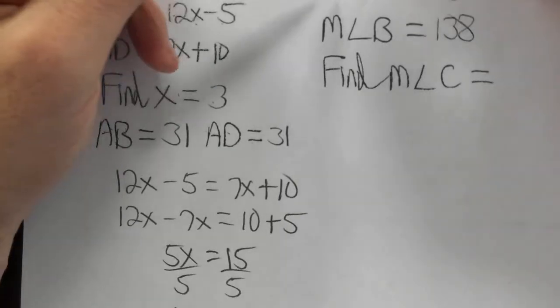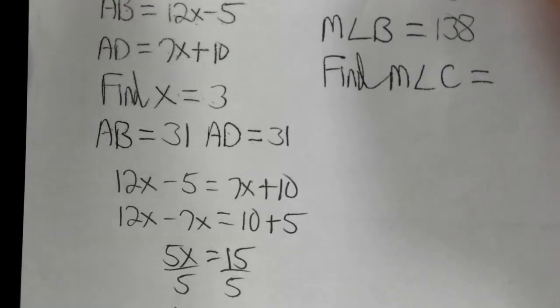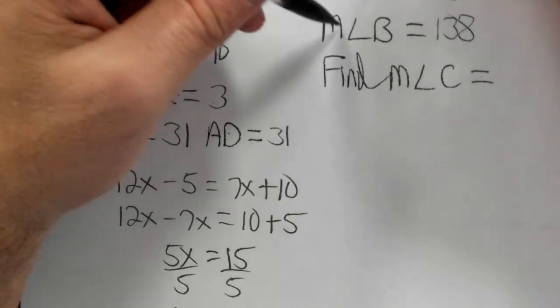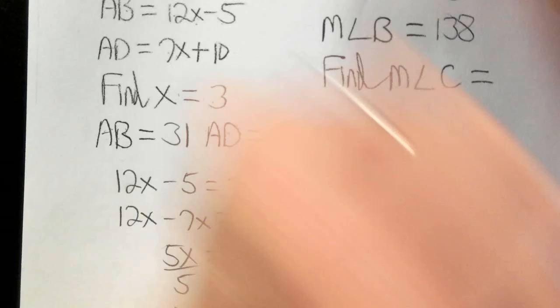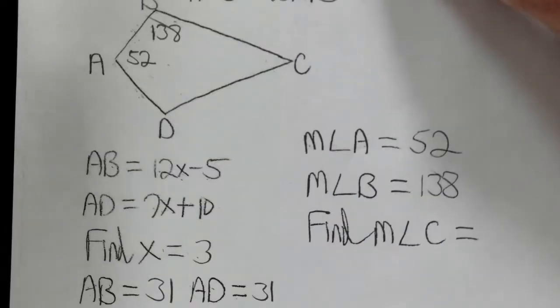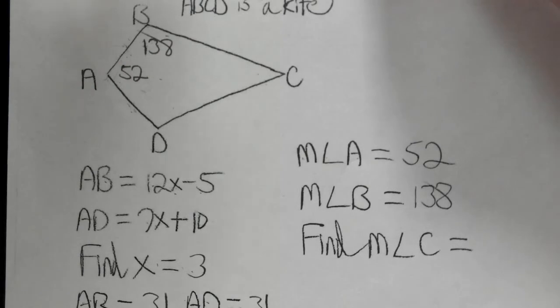Okay, so the next one we have tells us that the measure of angle A is 52. Let's go ahead and write that in. Measure of angle A is 52. The measure of angle B is 138, so I'm going to put 138 here. Okay, so I've labeled those 2 angles. And they want to find the measure of angle C.